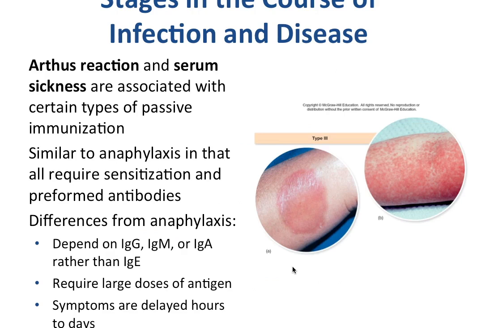The examples would be the Arthus reaction and serum sickness. This is associated with passive immunization. It's similar to anaphylaxis. Actually, IgG, IgM, IgA, and IgE can all cause anaphylaxis.